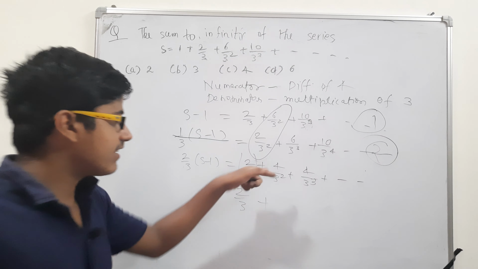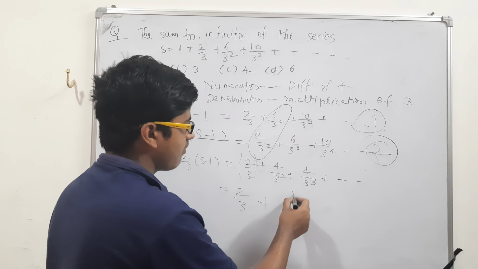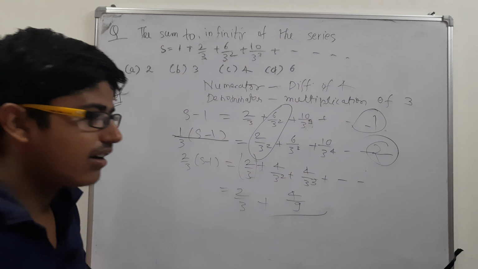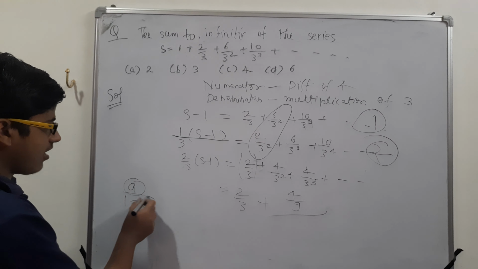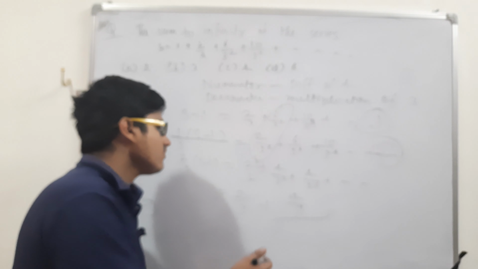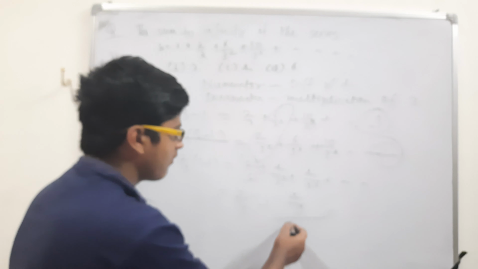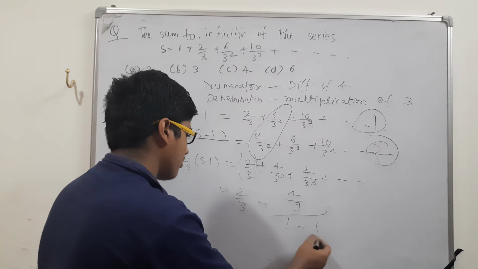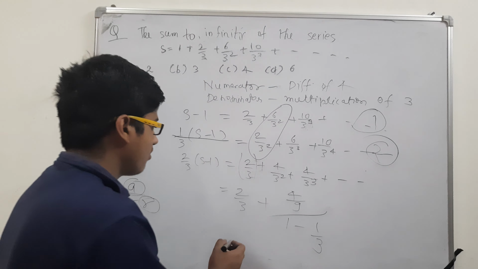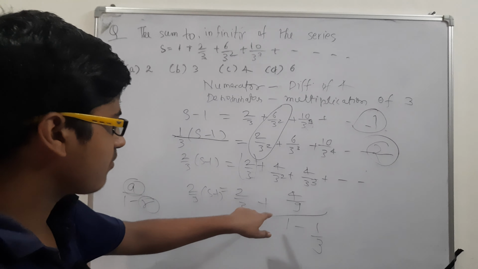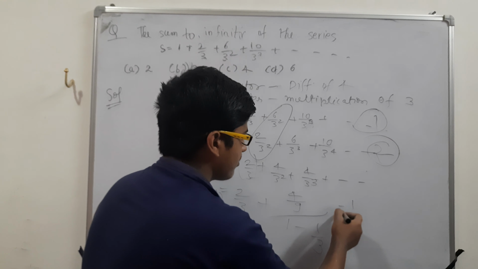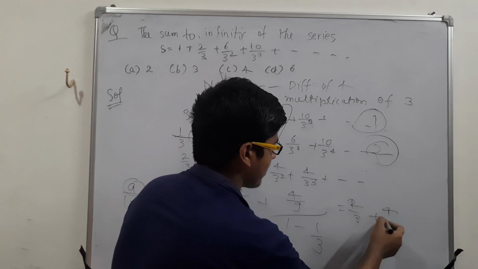Okay, it is a GP where the first term is 4 upon 3 square, 4 upon 9, and you know the formula of GP, a upon 1 minus r, where a is the first term and r is the common ratio. r should be less than 1. Okay, and we can see r is 1 upon 3 actually. So 4 upon 9 is the first term and 1 minus r. What is r? 1 upon 3. So 2 upon 3 into S minus 1 will equal 2 upon 3 plus 4 upon 9.